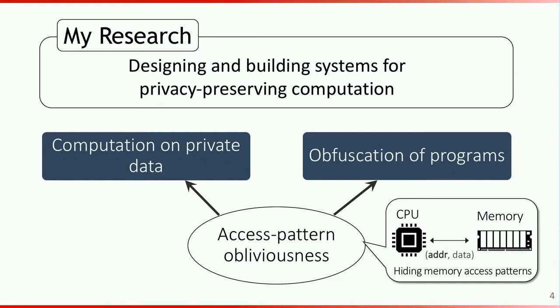In this talk today, I'm going to first discuss access pattern obliviousness, and this is going to be a short introduction to what it is. And then I'll move on to contributions on computation on private data, and finally obfuscation of programs. And towards the end, I'll talk a little bit more about my other research on blockchains and some of my ongoing and future work.